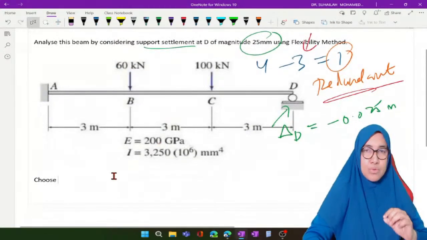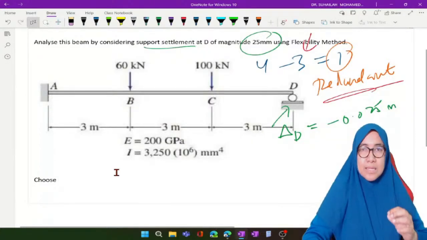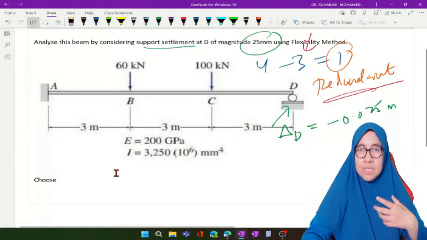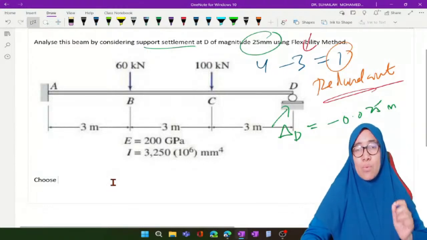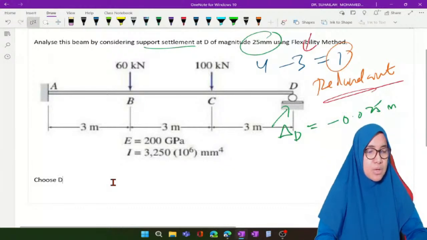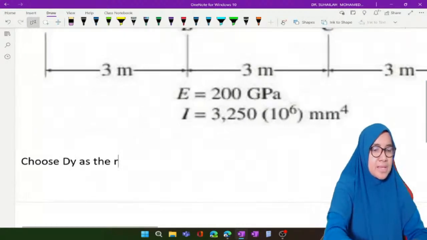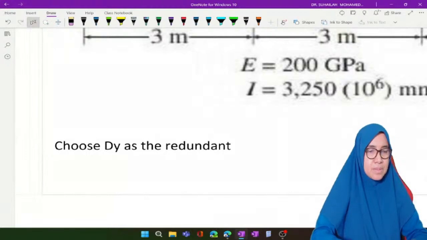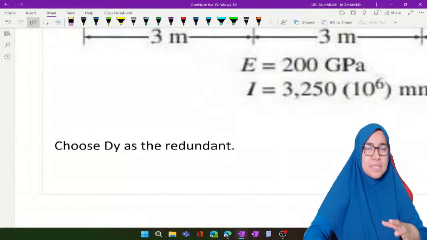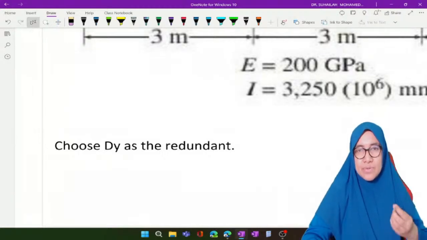So what we need to do now is choose Dy as the redundant. When settlement is given at position D, it is best to choose Dy as the redundant. Choosing Dy as the redundant means that we have to remove Dy.